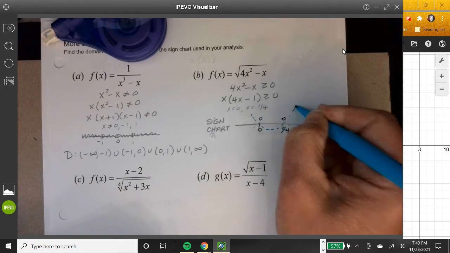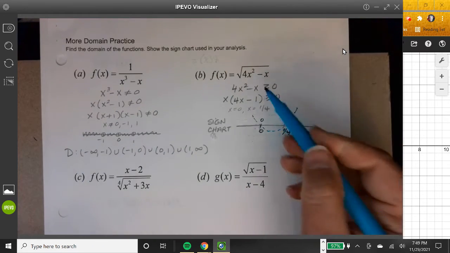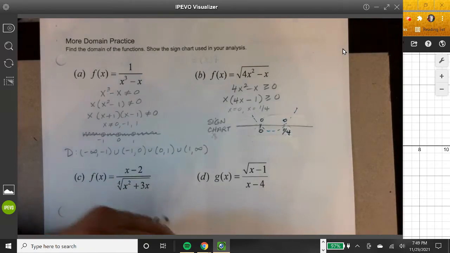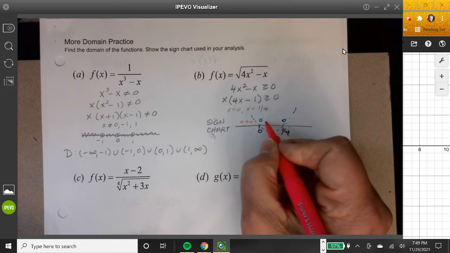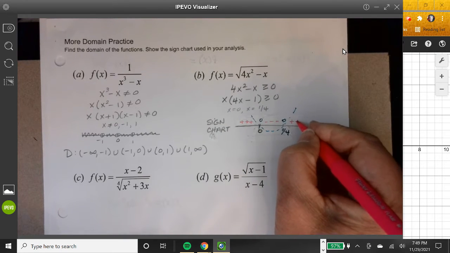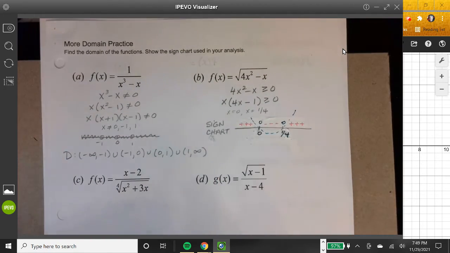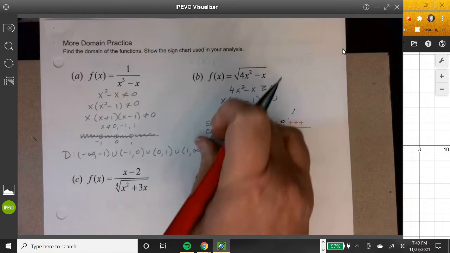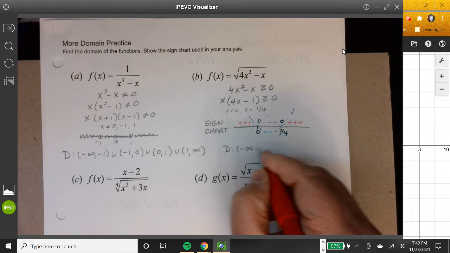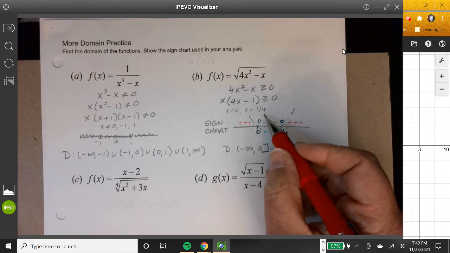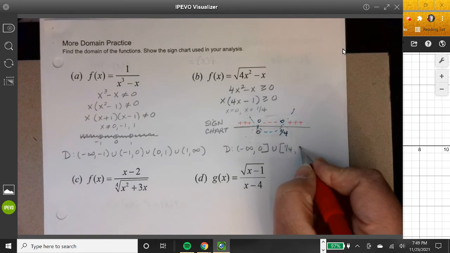So here we go. Opens up because that a in front of the parabola, the leading coefficient here, is positive, so it opens up. I'm sorry, and you can take the square root of only the zeros and the positives, which occur on the outside. Right, the y values of this parabola are positive on the outsides here. So my domain, after my mess up there, is going to be negative infinity to 0 with a bracket because I can take the square root of a 0, union with 1/4 with a bracket to infinity.